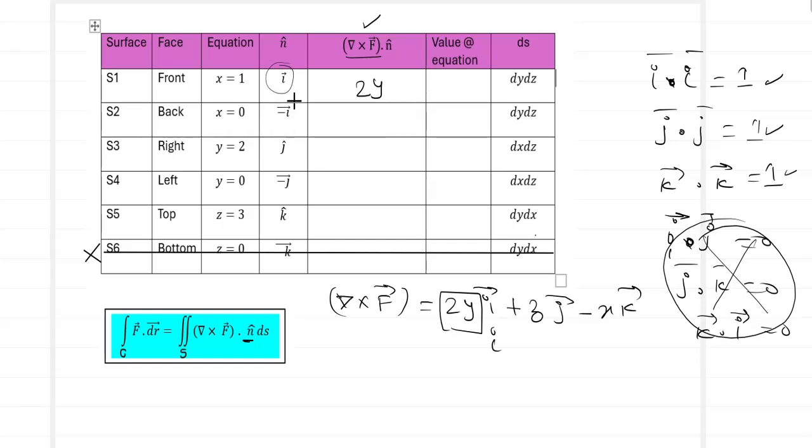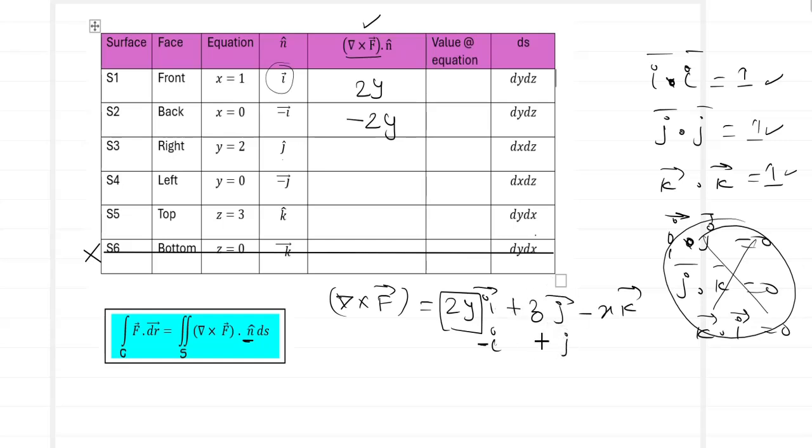When I take the second quantity, what is your n cap? It is minus i. When I take it with minus i, what is i dot i? Again 1. So what will exist? Minus 2y will exist. When I take the dot product with j cap, what will happen?